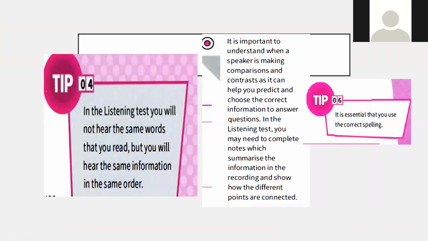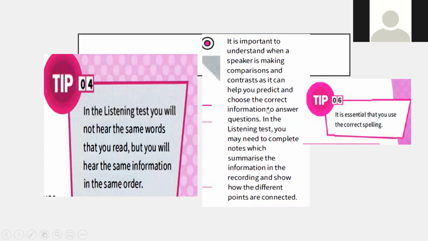So tip number 4 says that in the listening test, you will not hear the same words that you read, but you will hear the same information in the same order. We have already talked about it. It is very common that in the listening, you will not hear the same words which are in the text that you have received, but you will hear the information in the same order. So if you sometimes lose one part, you can just go to the other part because they are in order.